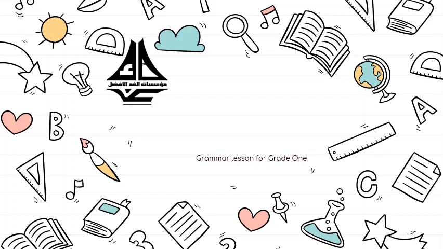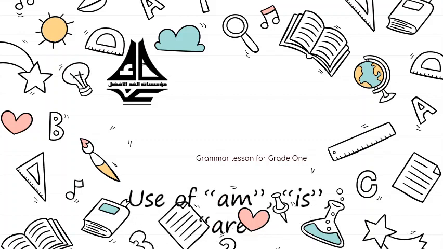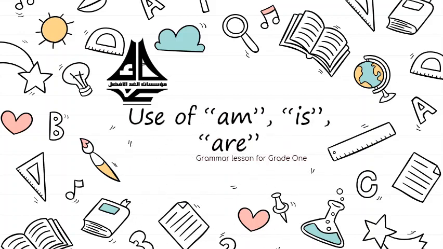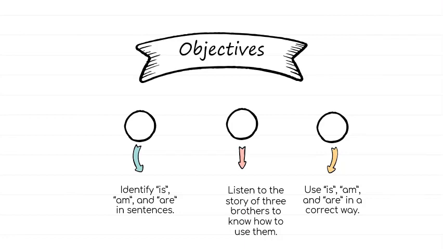In this video, we are going to learn a new grammar lesson. It's about the use of am, is, and are. Our objectives for this lesson are: number 1, identify is, am, and are in sentences. Number 2, listen to the story of the three brothers to know how to use them. And number 3, we have to use is, am, and are in a correct way.